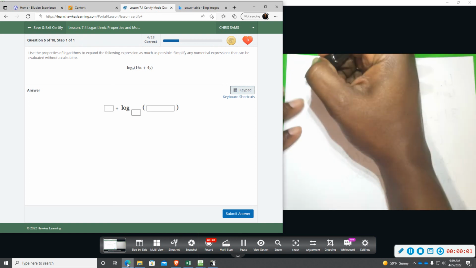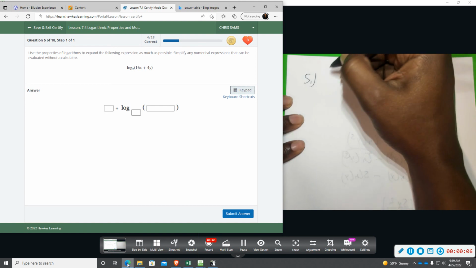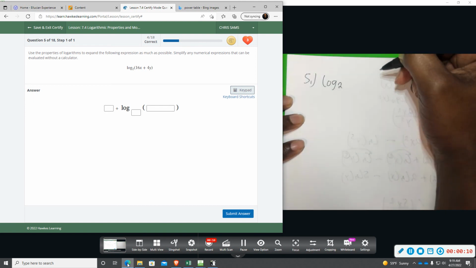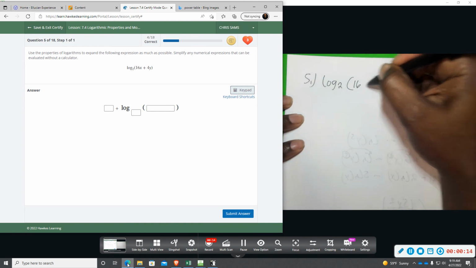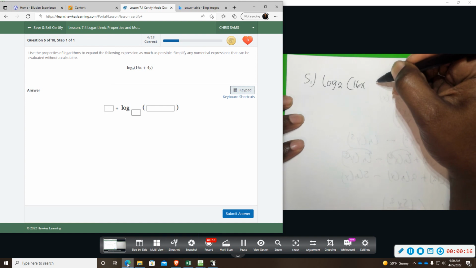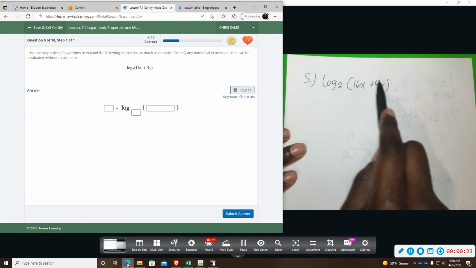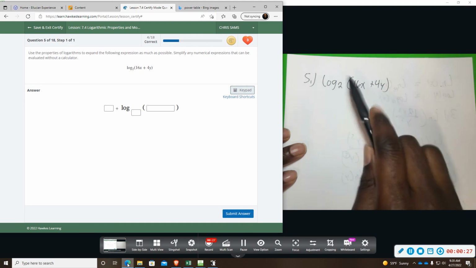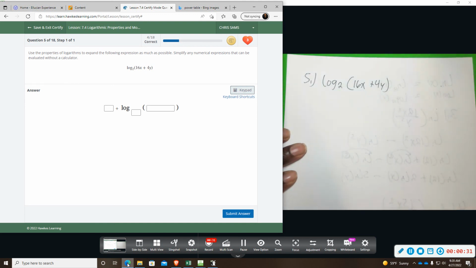All right, number 5. So be careful with this one. Upon first glance, this is not a problem that would simplify. We got 16x plus 4y. So there is no property that says if you have addition inside the log being evaluated that you can separate it. But if they're already added as separate logs, you can separate it. However, there is one thing we can do.